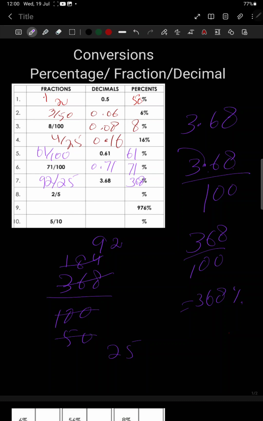The next number is 2 by 5. Let's see how to do this one.